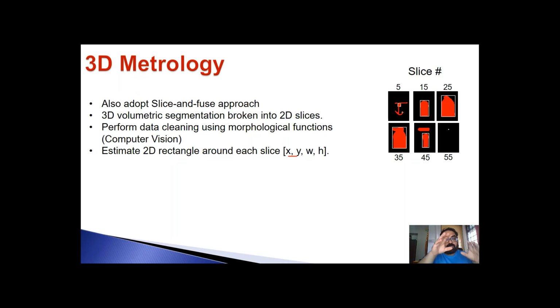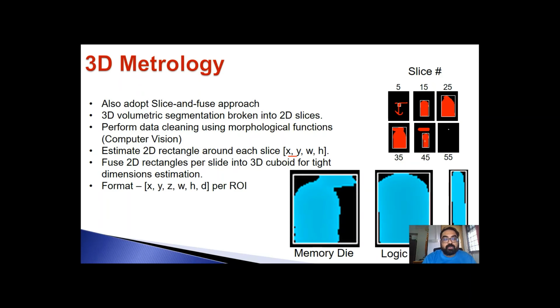So essentially, as you go from slice to slice in the structure, you go from very small boundaries to the biggest boundary somewhere in the middle, and then you again get smaller rectangles, as you can see over here. We combine this information together to get a 3D cuboid for the tightest dimension estimation possible. For this, the format would be XYZ WHD, an extension of the 2D rectangle. So this would be your starting point, and width, height, and depth would be represented by W, H, and D, which are basically the dimensions of this. You can think of height as like a bond line thickness, where we measure the height for each of these structures.